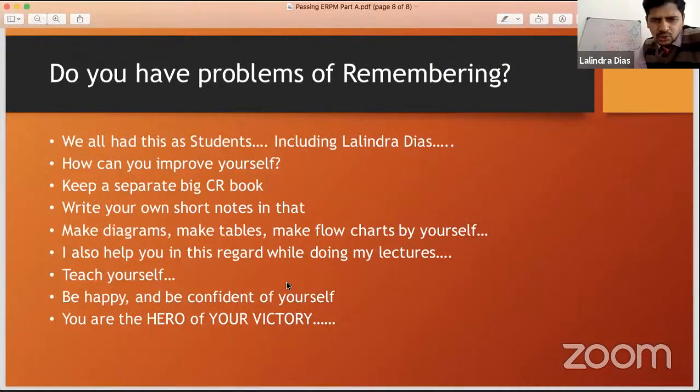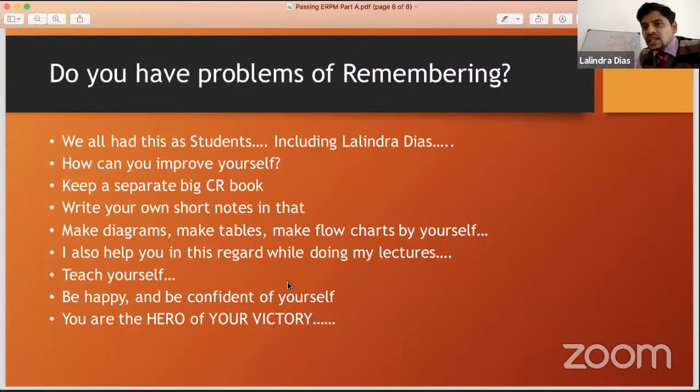Okay, so make flow charts, very important, and also diagrams, make tables. I always give you these tables and flow charts when I'm doing lectures. I'm showing you a lot of pictures, diagrams. That's the specialty in my classes. I always use a lot of PowerPoint presentations, a lot of pictures, because when you see audio visual, what you hear, you're also visualizing. Then your memory is better. So I try to help students in that regard.